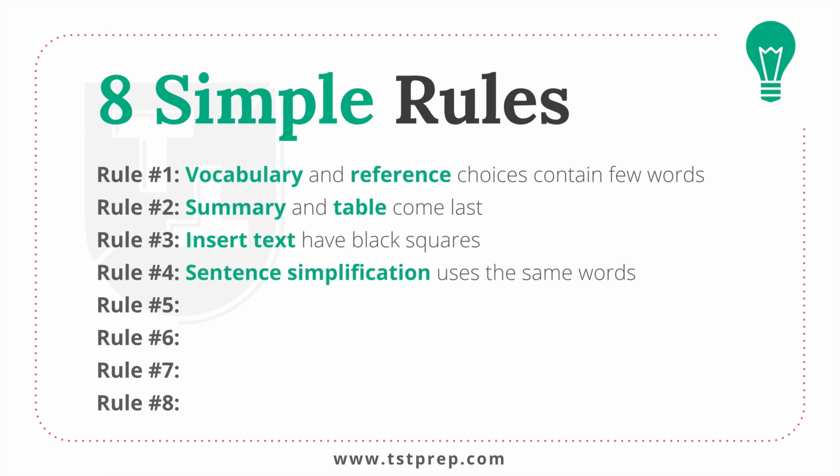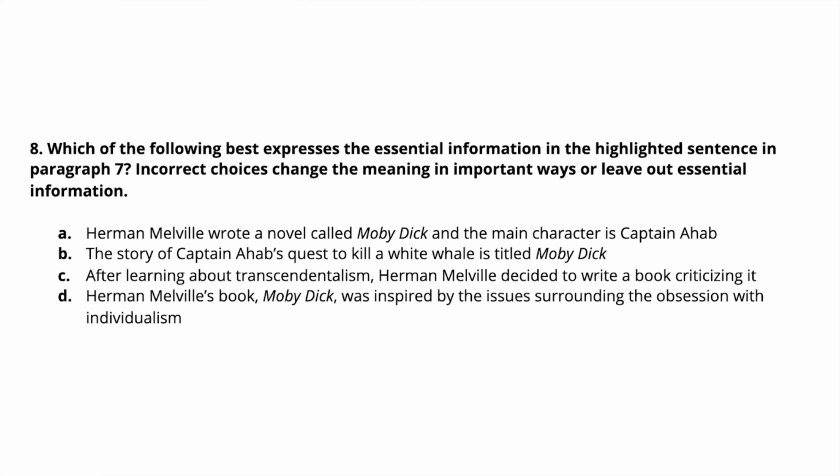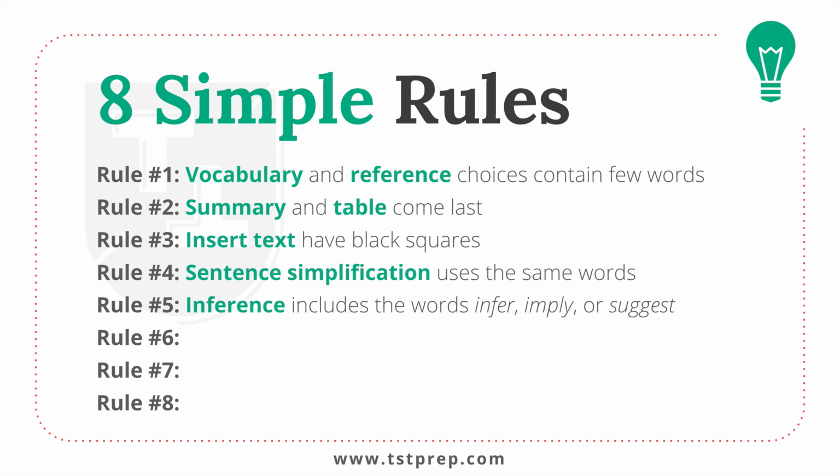The next simple rule is that sentence simplification uses the same words all the time. In other words, the question is always worded the same way. You see how this is written in question 8? It's always written the same way in every single sentence simplification question. I'm not going to read this whole thing, but basically, which of the following best expresses da da da da da da? It's always worded exactly the same. So if you see this wording, that means it's a sentence simplification question.